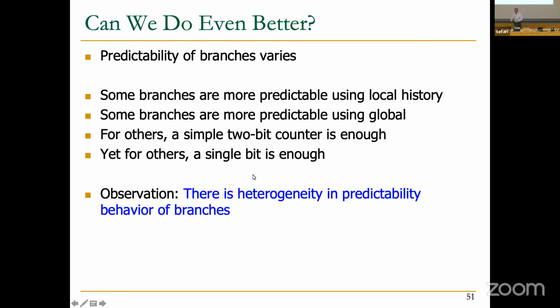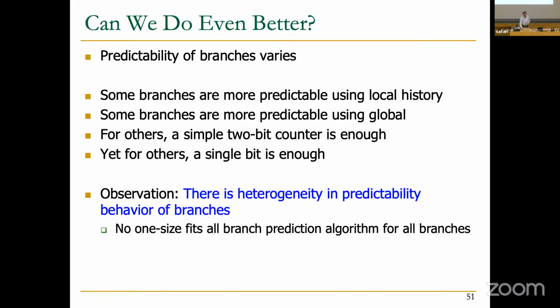It's very biased. So for example, if you're testing an exceptional condition, you'd better predict that branch as not taken, right? Assuming that the exception will not happen. If it happens, you have a bigger problem at hand. You need to solve the exception, right? So there are some branches that are very unlikely to be taken or not taken, essentially. These are extremely biased branches. And in general, it's better to use different mechanisms tailored for different types of branches. Essentially, the observation is that there's a lot of heterogeneity in the predictability behavior of different branches. And there's no one-size-fits-all branch prediction algorithm for all branches.